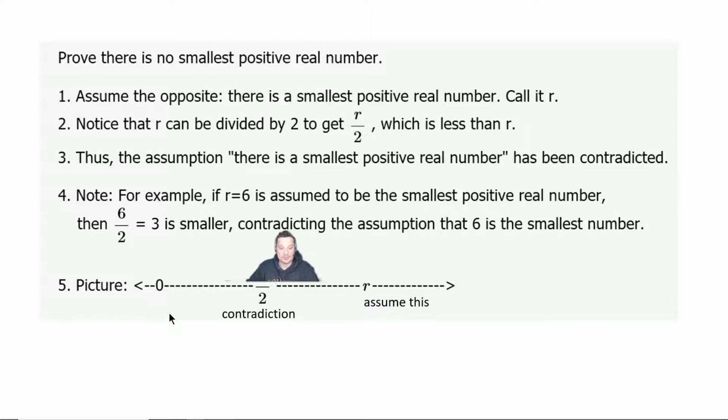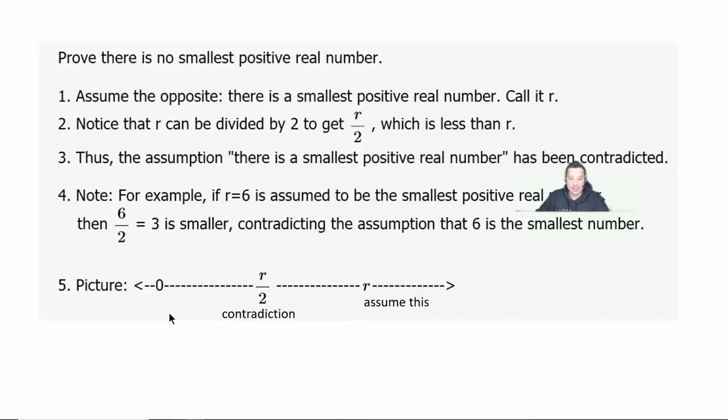Now take a look. Notice that r, of course, can just be divided by 2. There's nothing special about dividing by 2, though, keep that in mind. It could be 4, 5, 10, whatever. Point is that if you have r, then r divided by 2 or 3 or 10 or 20 is a smaller value. So the point is that r over 2 in this particular case is less than r. So what is this telling us? What this is telling us is that the assumption that there's a smallest positive real number has been contradicted.